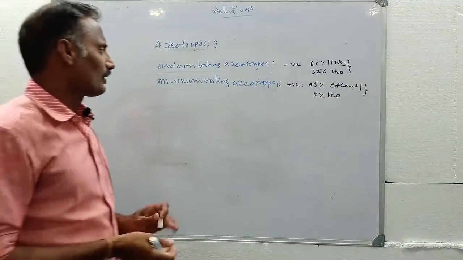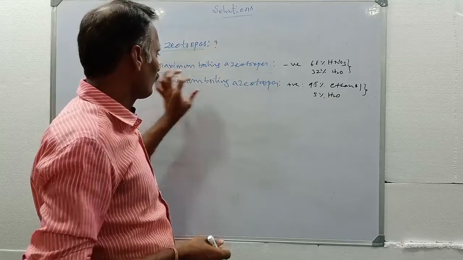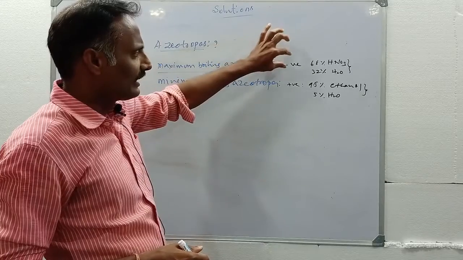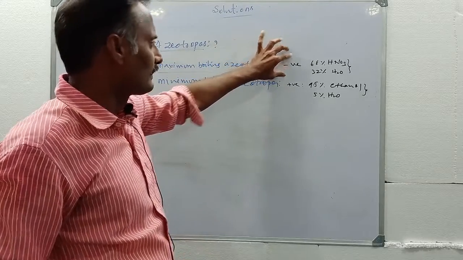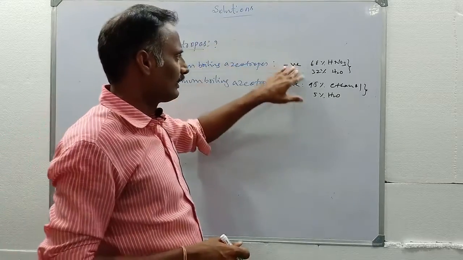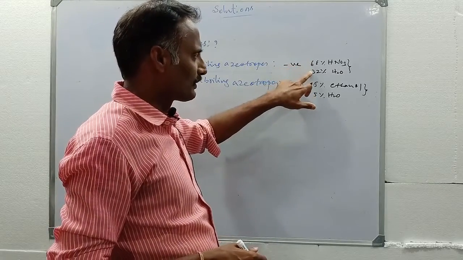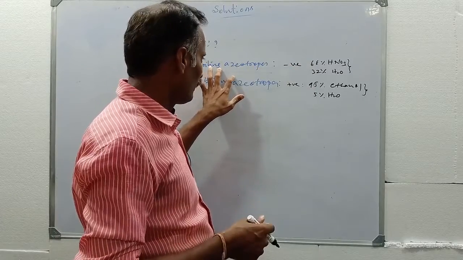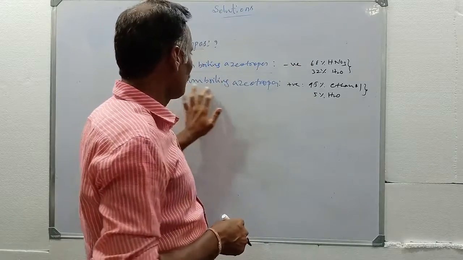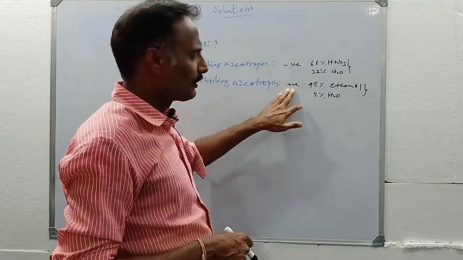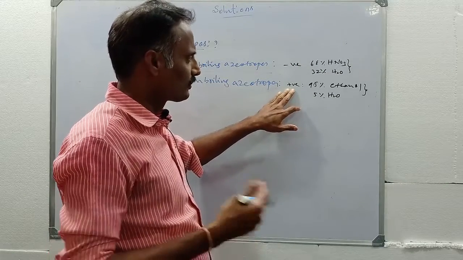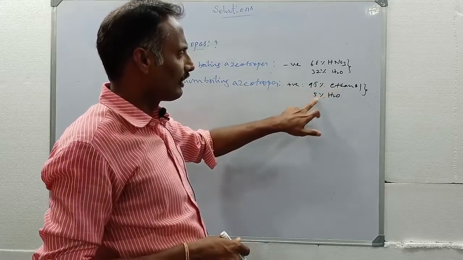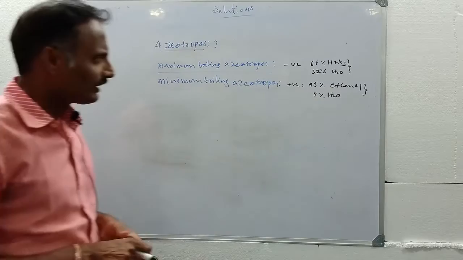Azeotropes are of two types: maximum boiling azeotrope and minimum boiling azeotrope. A maximum boiling azeotrope is a solution which shows negative deviation from Raoult's law, that is 68% nitric acid and 32% water by mass, and it has a higher boiling point. A minimum boiling azeotrope is a solution which shows positive deviation from Raoult's law, that is 95% ethanol and 5% water.